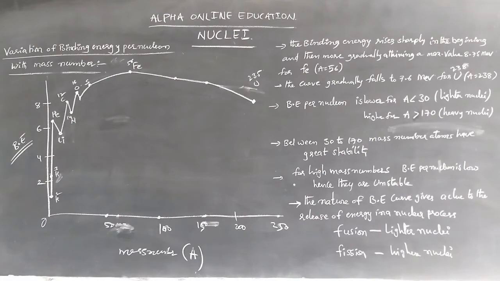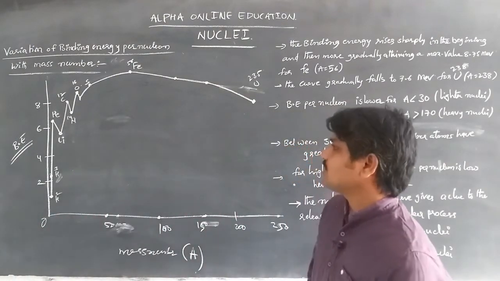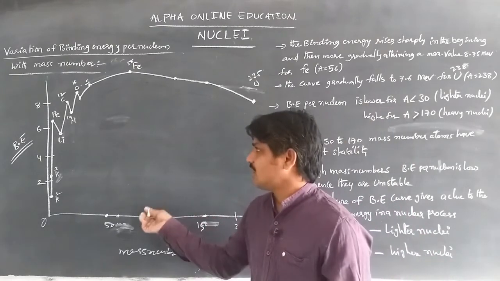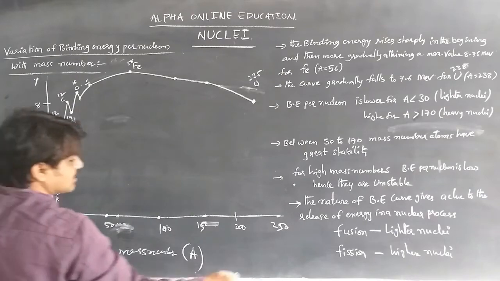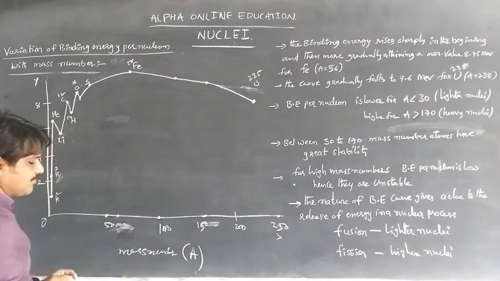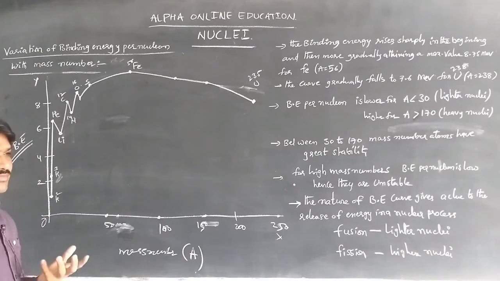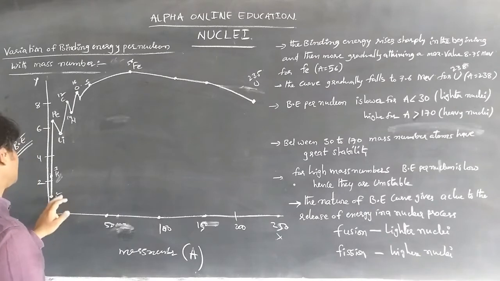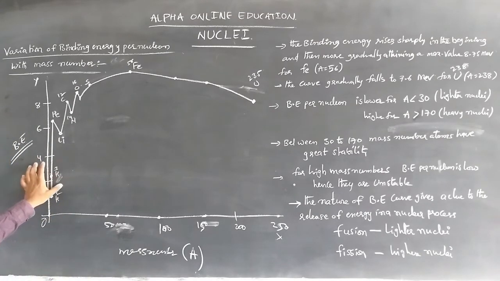For the variation of binding energy per nucleon with mass number, we take the curve. Along the y-axis we take the binding energy, and along the x-axis we take the mass number. From the origin, the low mass numbers, such as 1H1, 1H2, 1H3 and lithium, have a binding energy that rises.